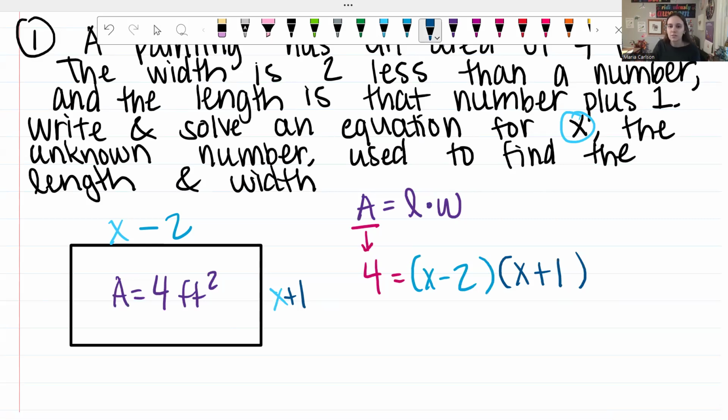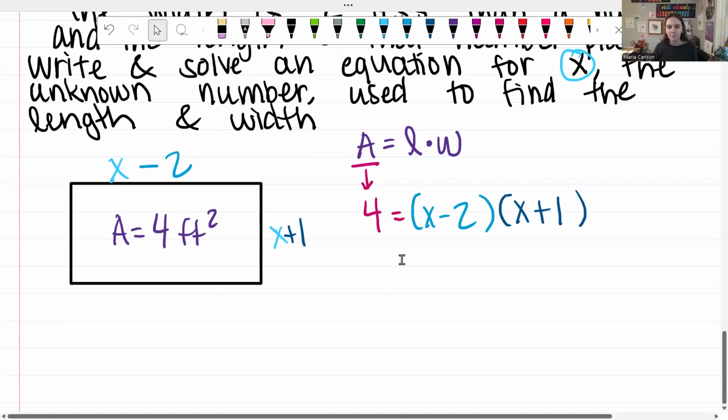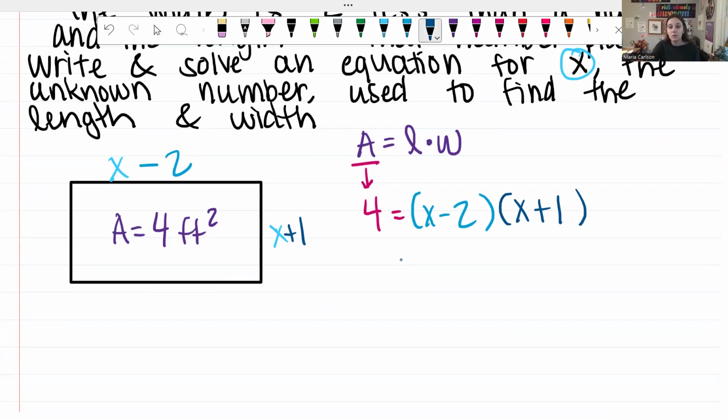I think our width was x minus 2, right? And our length was x plus 1. The order doesn't really matter when we're multiplying here, okay? Now I'm going to multiply because this is equal to 4. If it were equal to 0, I could use the zero product property and just split these factors up, but it's equal to 4. So let's go ahead and multiply this out.